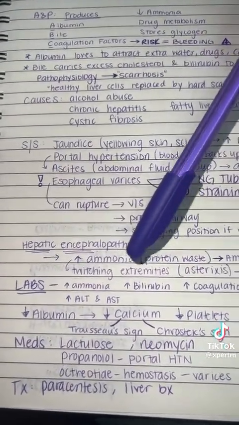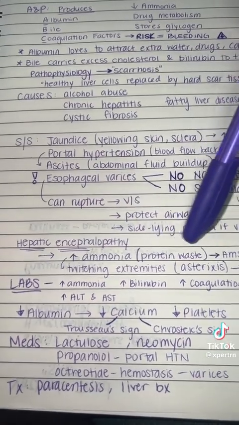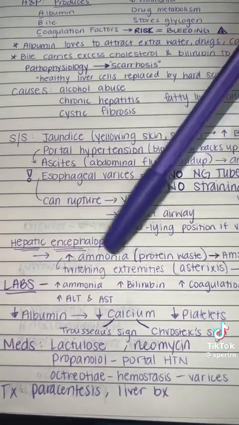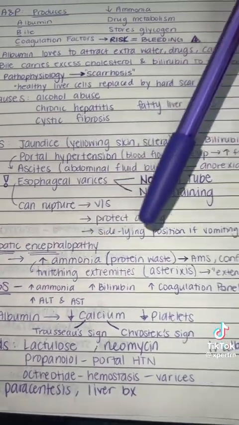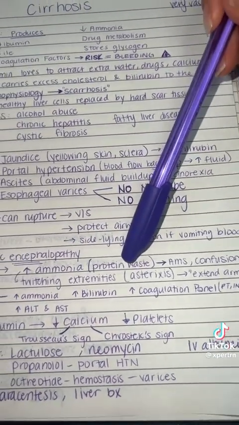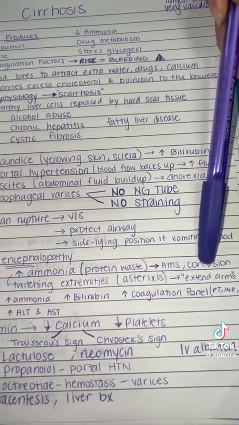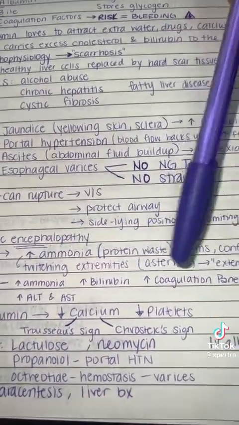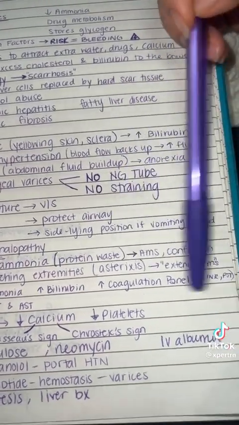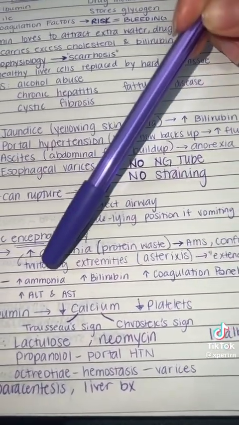Because our ammonia levels start growing and growing higher because of that protein waste, we may see hepatic encephalopathy. So hepatic is liver, encephalo means brain. So what's happening here is our patient's becoming altered, very confused. We may also see asterixis, twitching extremities. So you want to have them extend their arms to see if you can observe that.